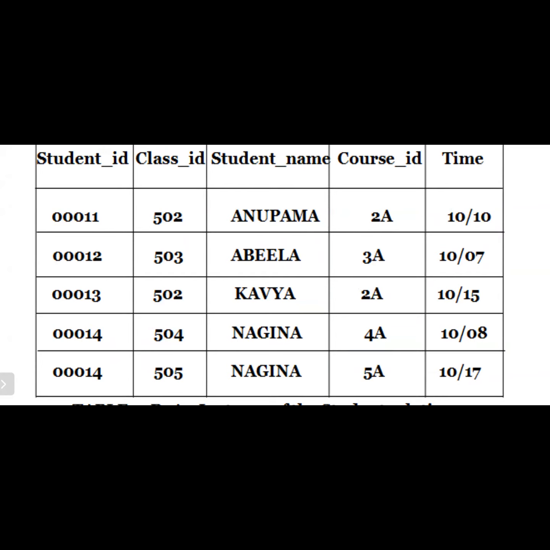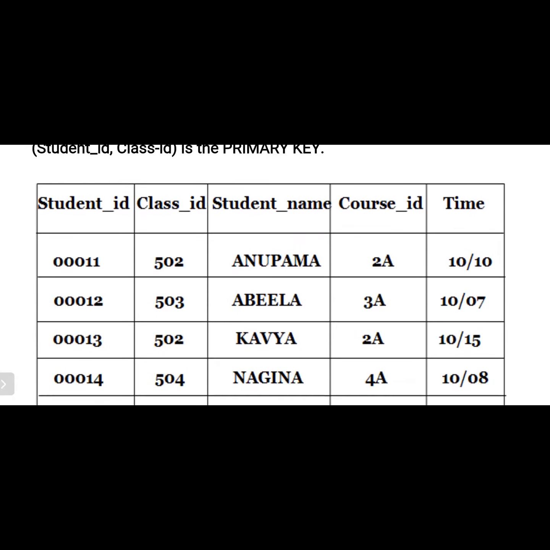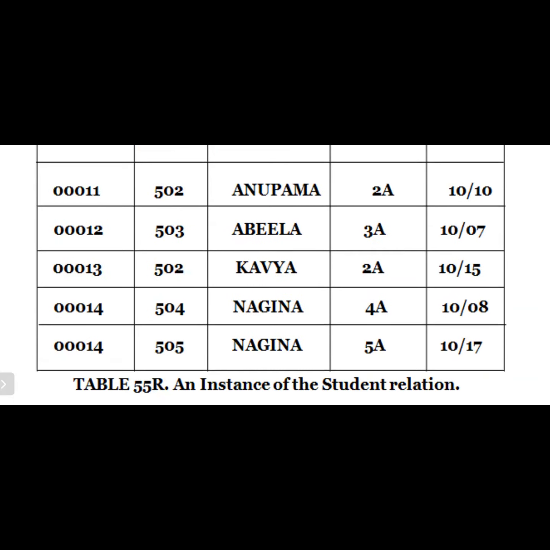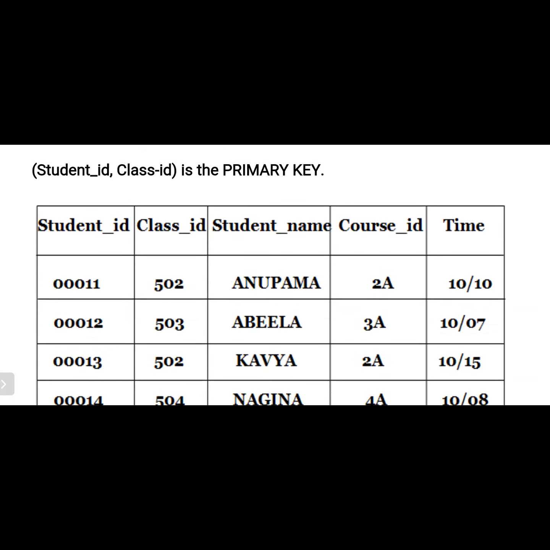So in this situation we go by the candidate key, or super key, or composite key manner. That means more than one attribute will be treated as the primary key. That's why we consider the primary key to be student ID and class ID. So 00011 with 502 occurs only once. Am I right or not? In this way, both are used to identify the particular details.